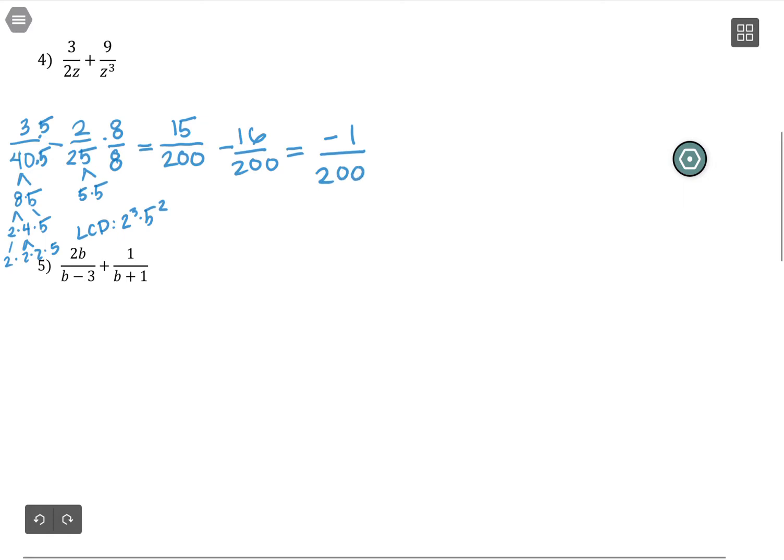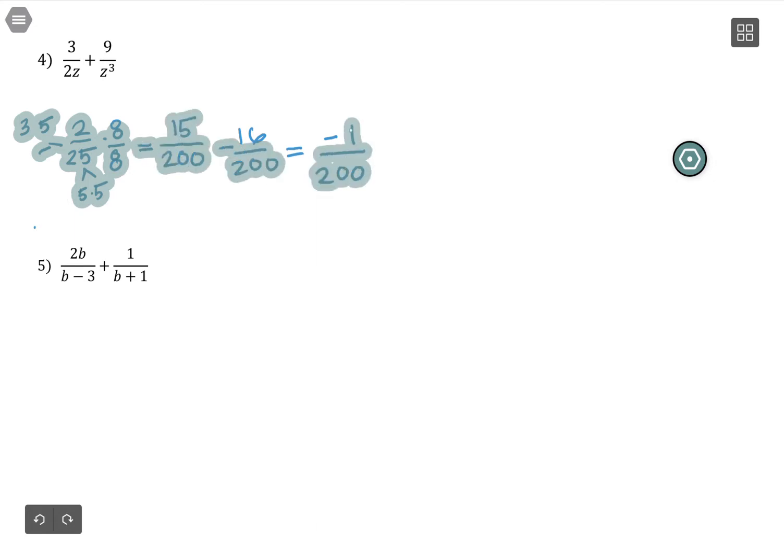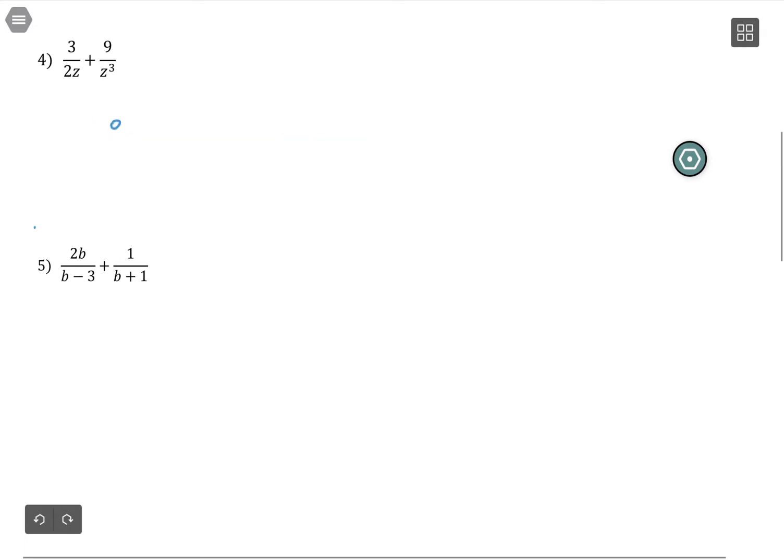Now we want to do the exact same thing, but with variables in the mix. And really, I think the only trickiness to worry about here is just that sometimes things are a little bit tricky to factor. So be very careful with your factoring or you're going to be way off. I'm on my slow eraser process here. Almost. Okay, so first example, 3 over 2z plus 9 over z cubed.